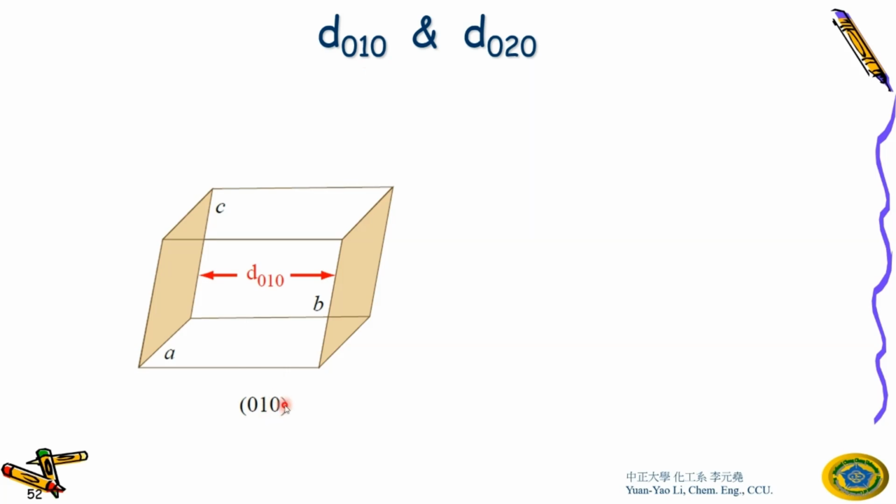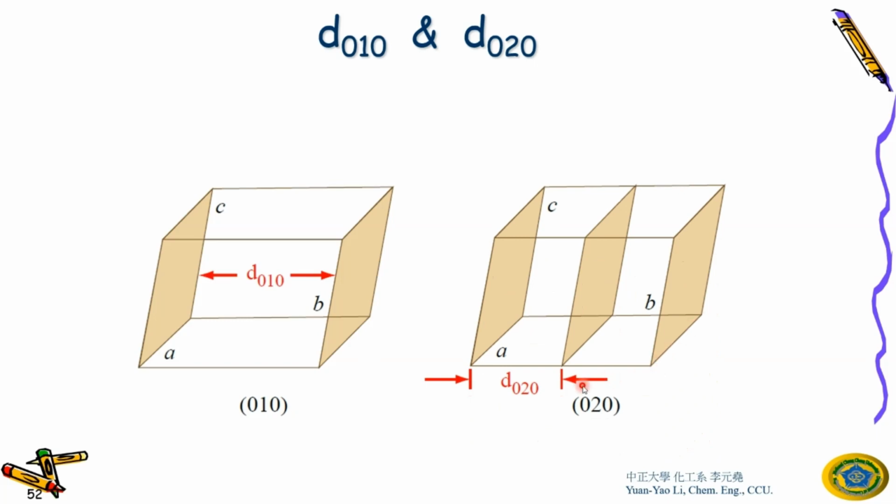How about (020)? (020) looks like this, because if you take the reciprocal of the 2, that will be half. And it looks like this. So as you know, the d spacing is easy: a divided by 2, half of a. This one is half of a, and this is a.